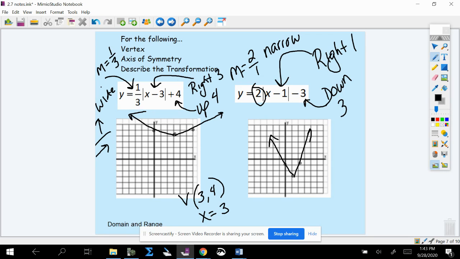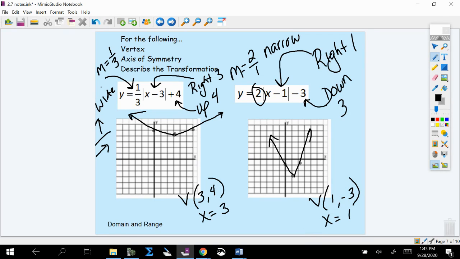And notice how that V graph is much more narrow. We would say that it's been stretched. You've pulled the branches up and it has a narrow graph. So that means my vertex is at the point (1, -3), and my axis is x equals 1.